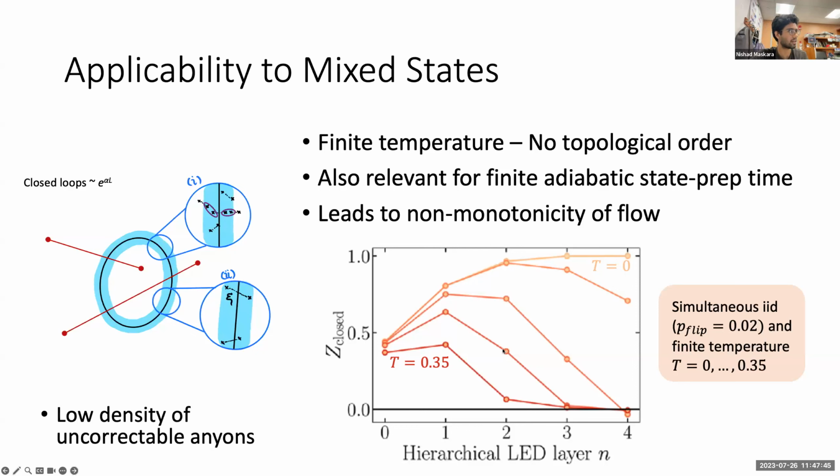And the reason is that when you have small but finite temperature, you have initially a very low density of very distant anyons. So these are uncorrectable anyons that don't come with a pair. And as we mentioned, under coarse graining, the density of these uncorrectable anyons starts to build up. So it's only when you go to a very high layer in your LED that you're able to observe this buildup of this low density of uncorrectable anyons.